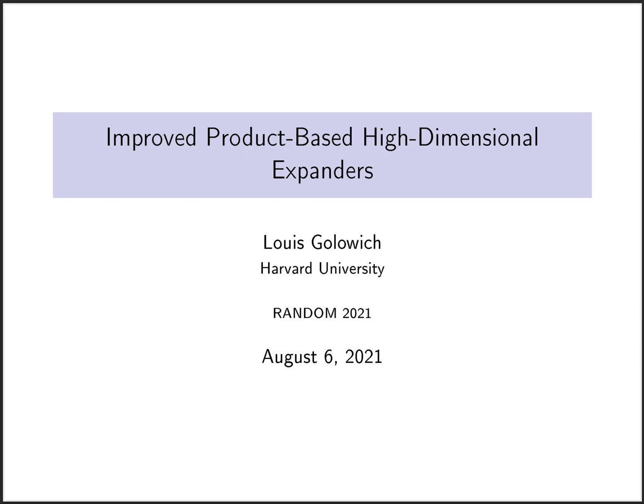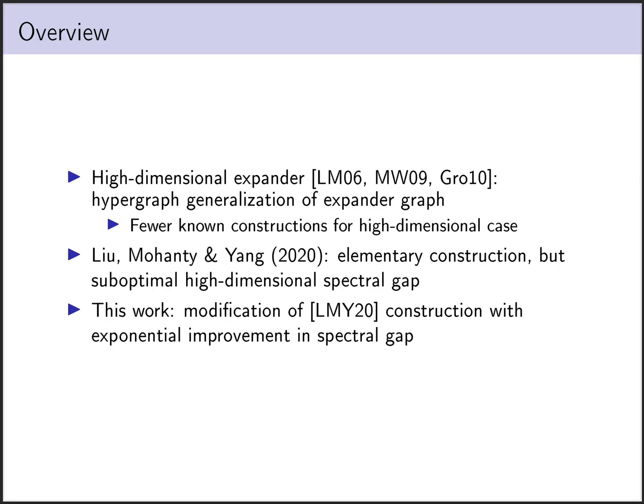Hi, today I'm going to talk about improved product-based high-dimensional expanders. Here's an overview. A high-dimensional expander is a generalization of an expander graph to hypergraphs. Now there's only a few known constructions of high-dimensional expanders, and in particular, a randomly chosen hypergraph will not be a good high-dimensional expander with high probability. This is in contrast to the low-dimensional case, where a random graph is a good expander with high probability.